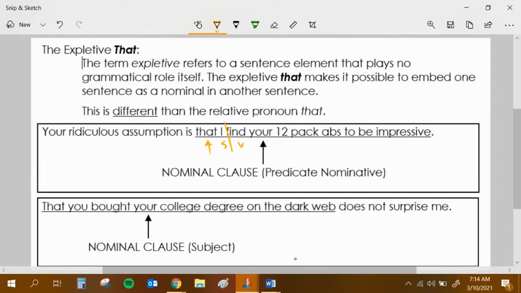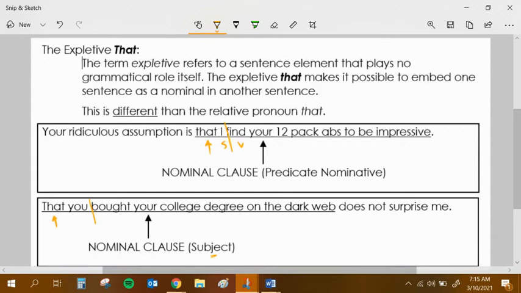On down here it says, that you bought your college degree on the dark web does not surprise me. Well, this is once again a noun clause. It starts off with the word that, there's our expletive that, has a subject, you, has a verb, bought, but collectively this whole thing is actually trying to be the subject of the sentence. Because when I say, what does not surprise me? This whole thing. So we have to see that this whole structure is trying to work as the subject. When we diagram them, you're going to see that a little easier.